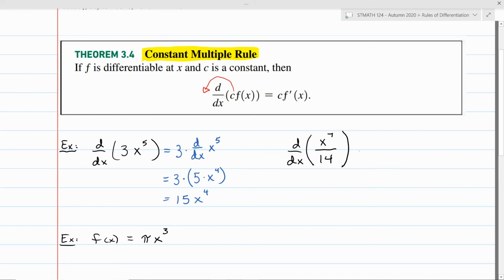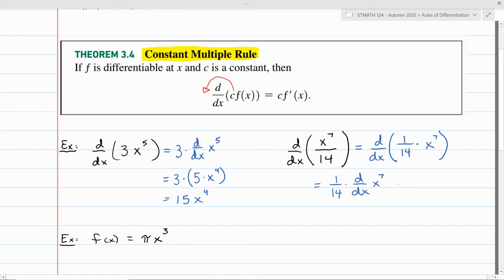But anytime you divide by something, it's the same thing as multiplying times 1 over that. So I can think of this as the derivative of 1 over 14, that's a constant, times x to the 7th. And now I can do exactly the same sort of thing I did a second ago, pull the 1 over 14 out, and now I'm going to multiply times the derivative of x to the 7th, which, to do, I would bring the 7 down, and then reduce the power of x to the 6th power. And then I could reduce 7 over 14 to 1/2.